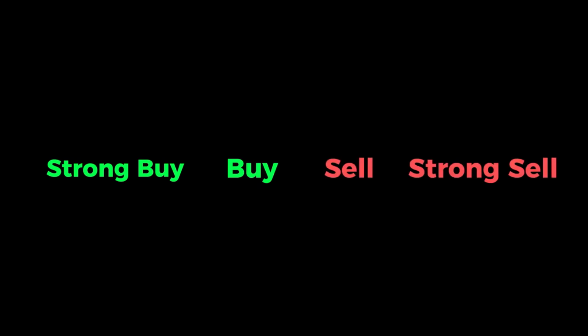Now first off, you have 4 different entry types: strong buy, buy, sell, strong sell. A strong buy has a greater chance of being a successful trade than a normal buy. The same thing goes with the sell signals. So look how beautifully this indicator works. So here we have a strong buy.